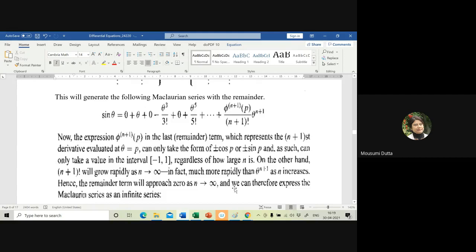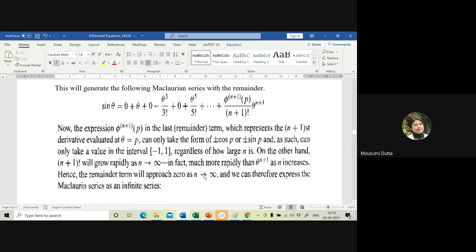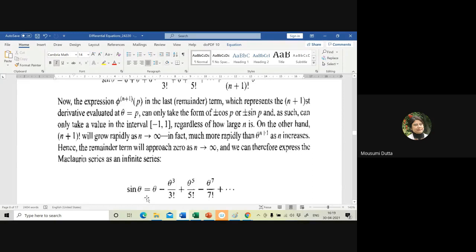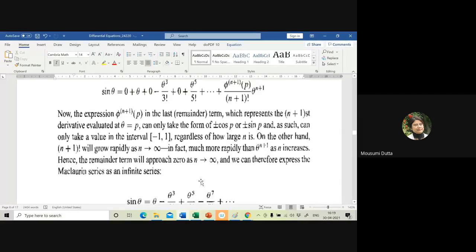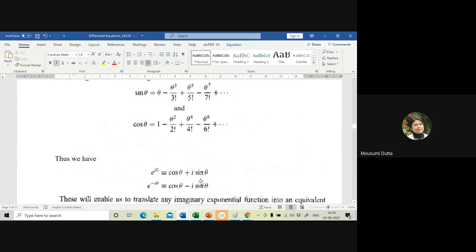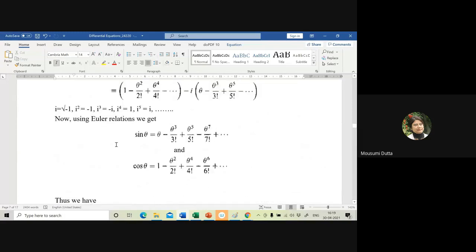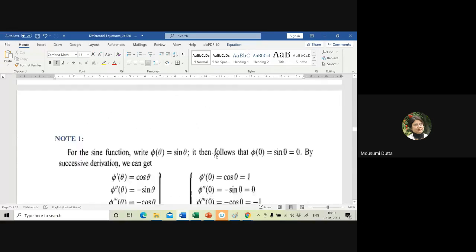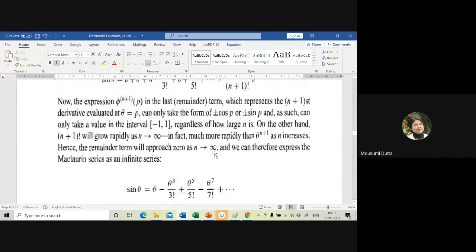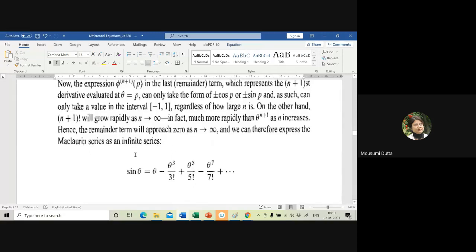And we can therefore express the Maclaurin series as an infinite series: sine theta is equal to theta minus theta cube by 3 factorial plus theta to the power 5 by 5 factorial minus theta to the power 7 by 7 factorial, etc. So I hope somebody asked the question, how we got this thing. You are getting some idea at least from this expansion of the Maclaurin series. Okay, and for further analysis, you can check any trigonometry book.